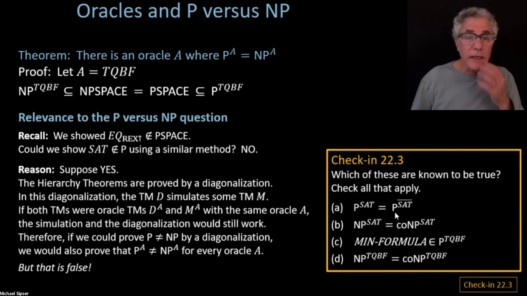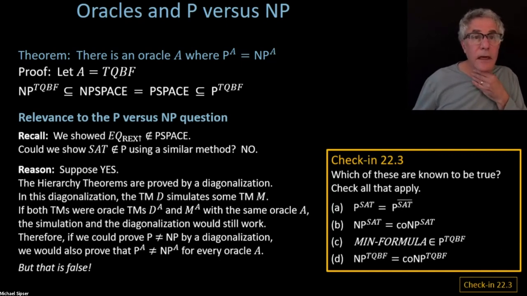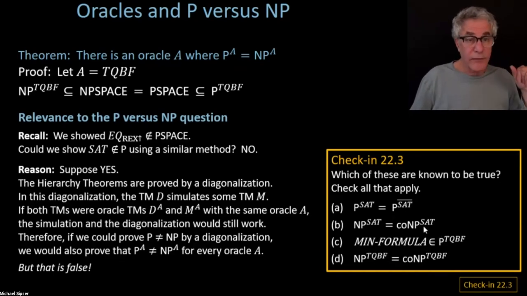So in fact, yeah, having an oracle for the complement is the same as having an oracle. So this is certainly true. NP SAT equal co-NP SAT? We have no reason to believe that would be true, and we don't know it to be true. So this B is not a good choice, and that's the laggard here.